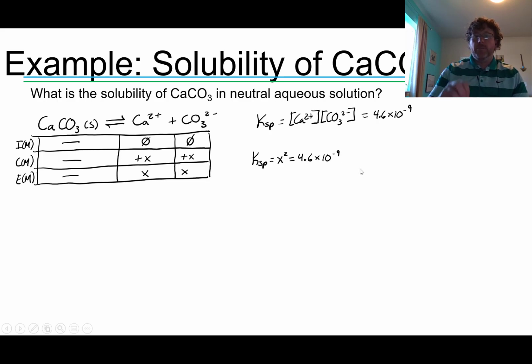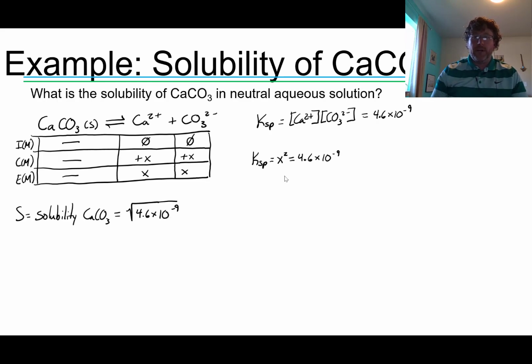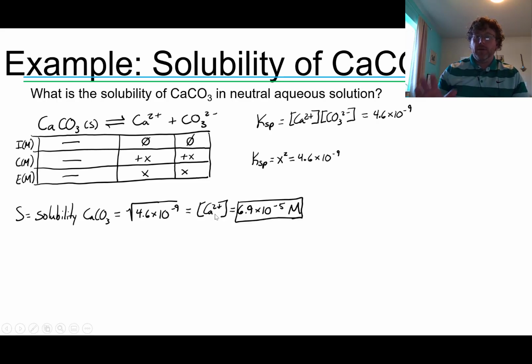So the molar solubility s for calcium carbonate will be the same as the concentration of the calcium ion at equilibrium, x. And we can find the molar solubility of calcium carbonate by evaluating the Ksp expression and solving for x. So the molar solubility of calcium carbonate is going to be the square root of 4.6 times 10 to the negative 9th. The calcium concentration at equilibrium is therefore 6.9 times 10 to the negative 5th molar.